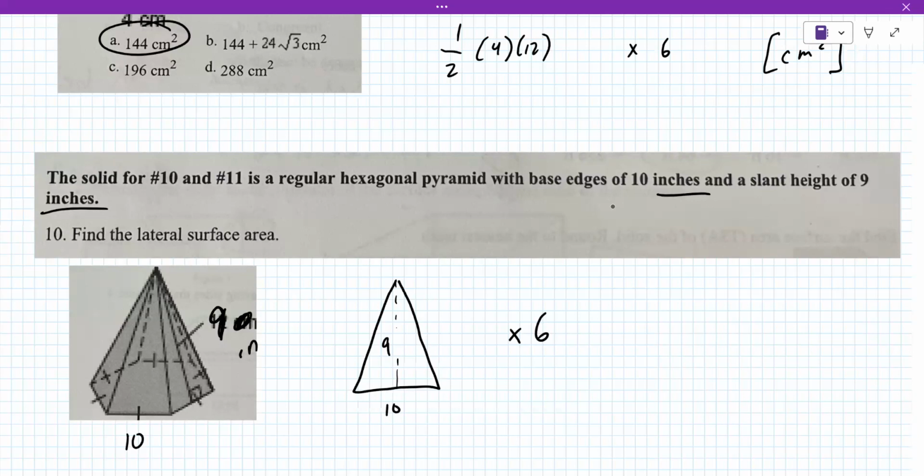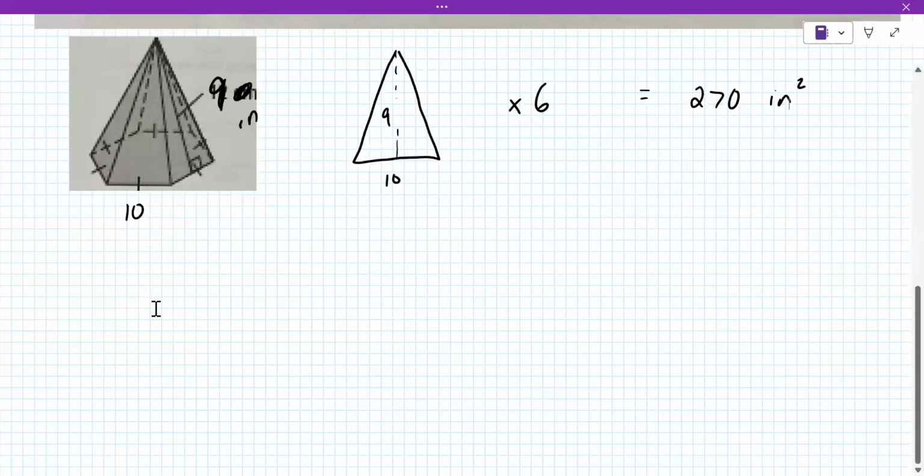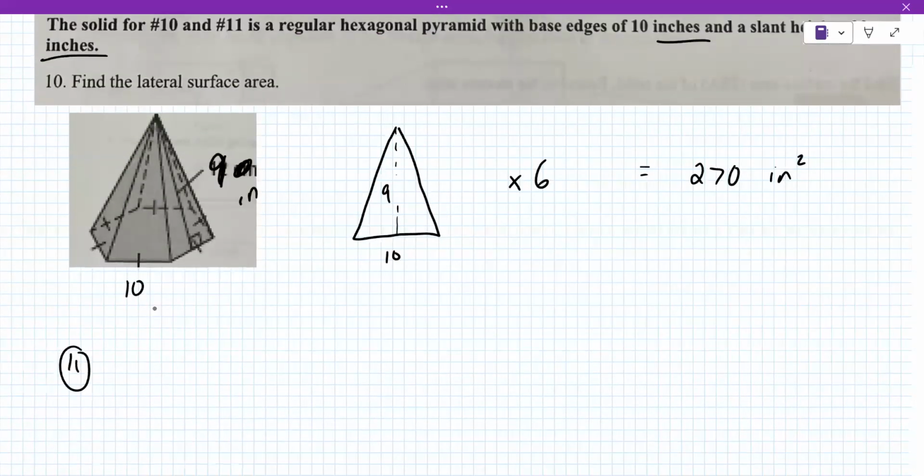270. Okay, 270, got units for me. 270 inches squared. Area is always squared. Good. All right, now 11 is just asking for the surface area, which you already have part of.